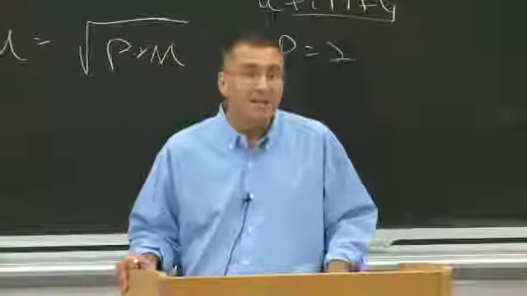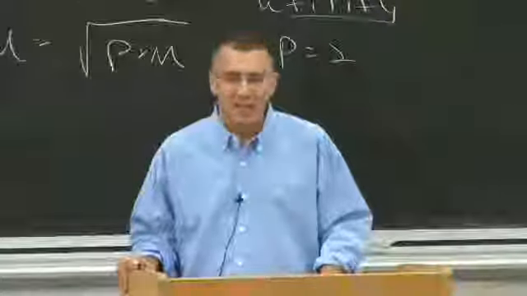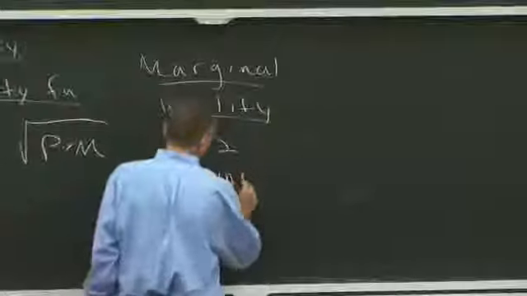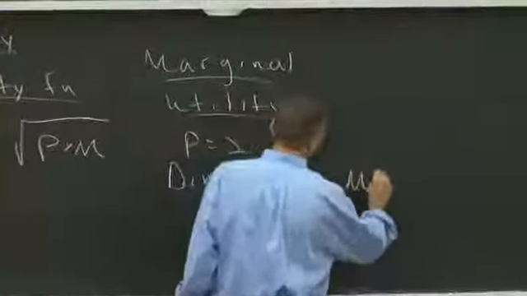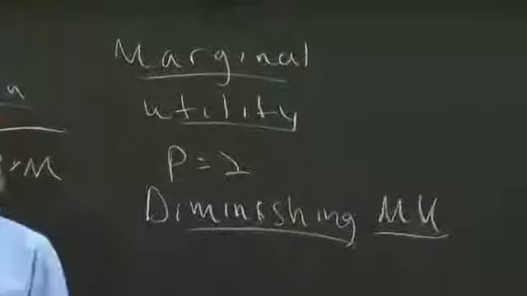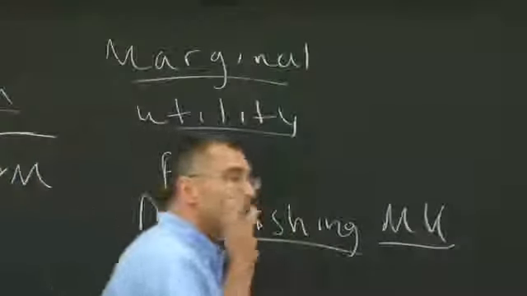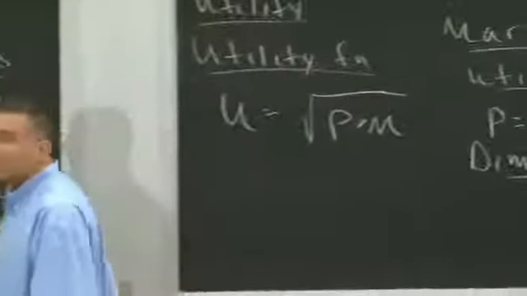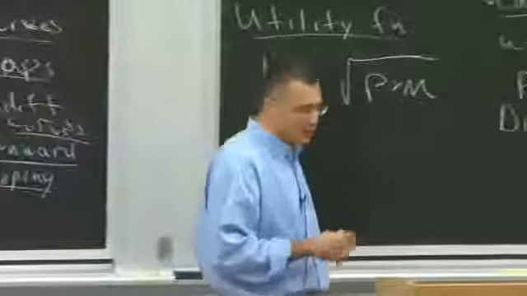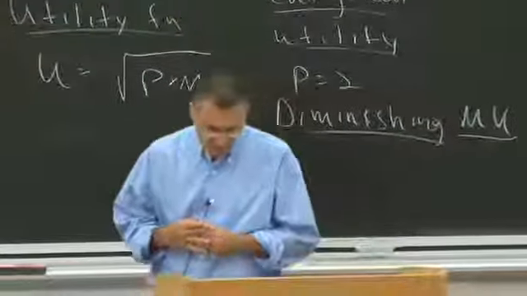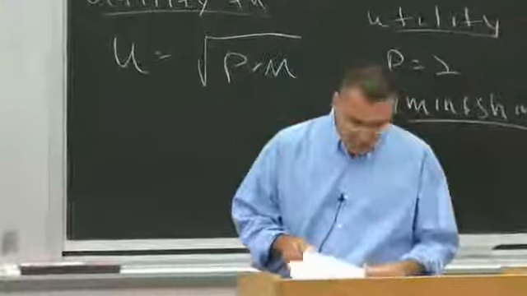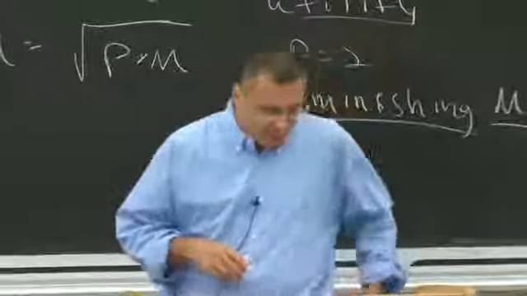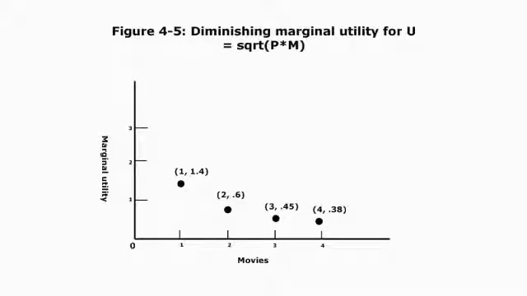But at a diminishing rate, and that's the key. We assume diminishing marginal utility. The key assumption that underlies everything we'll do for consumers is diminishing marginal utility. We assume that each additional movie increases your utility, but at an ever-diminishing rate. So we can actually graph your marginal utility. That's what figure 4.5 is, a graph of your marginal utility.